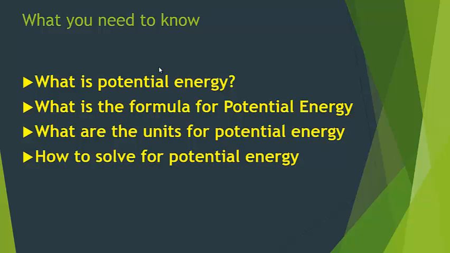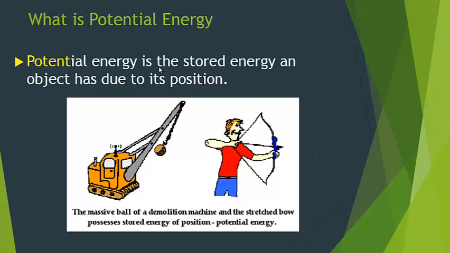So let's get started. Potential energy is the stored energy an object has due to its position. So this is the amount of energy an object has before it moves. So if we take a look at the crane here with the wrecking ball attached, we'd be looking at the amount of energy stored in the wrecking ball before it is swung.